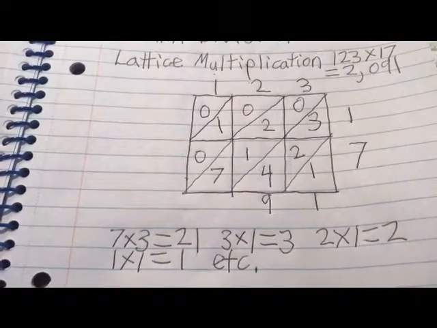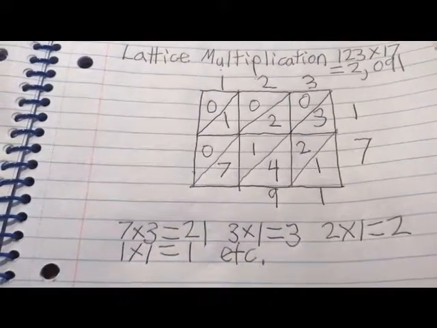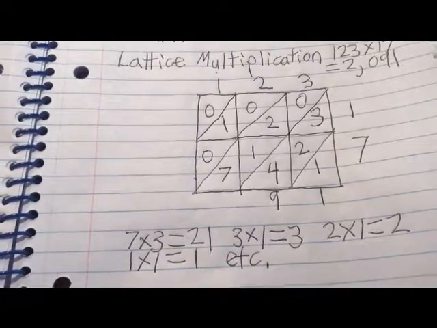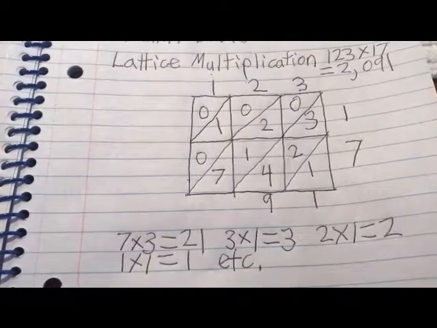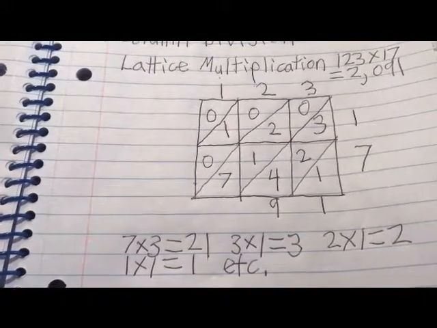This is how you understand lattice multiplication, how you find the answer just by multiplying the other ones, because this is what makes lattice multiplication different: you add up the numbers in the diagonals in the end, and then you end up with the answer.